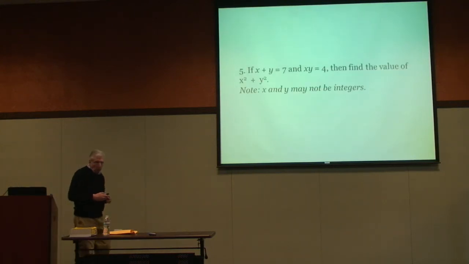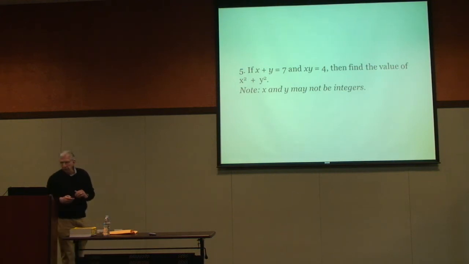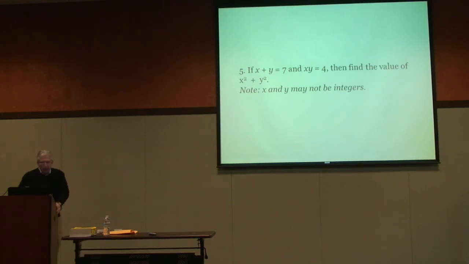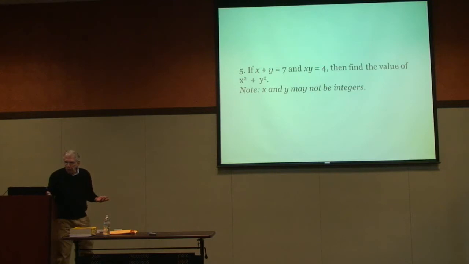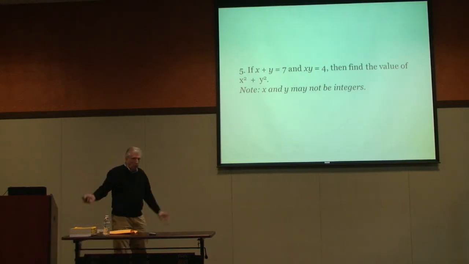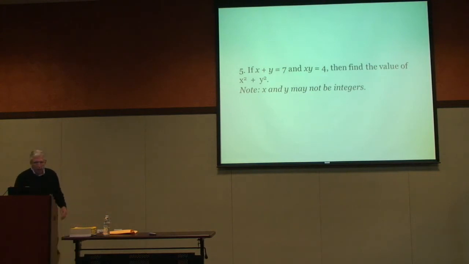Now, this may be a little more esoteric, but this is a standard SAT question. If x plus y is 7 and xy is 4, find the value of x squared plus y squared, where x and y may not be integers. Now they may have it where they are integers to make it a little easier. And many kids would say, well, I don't know how to go from one to another. I don't know how to relate the x squared plus y squared.